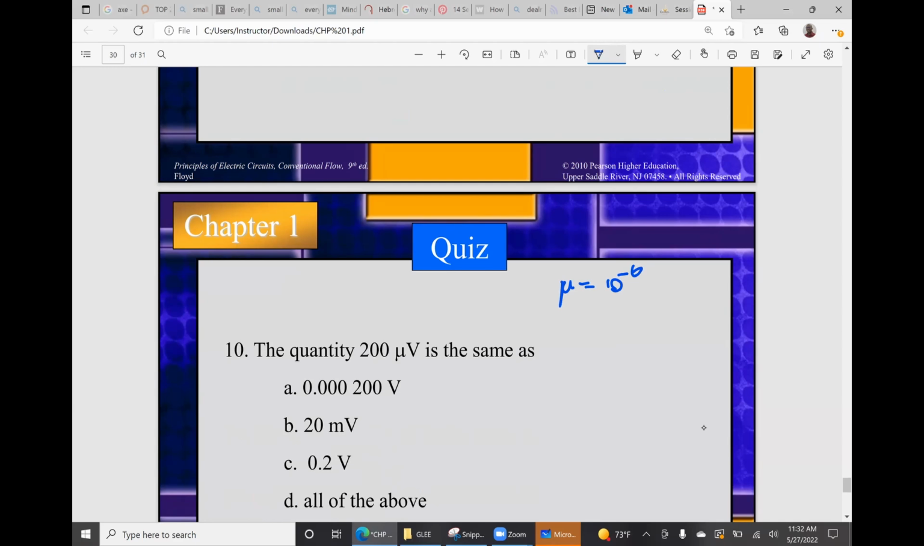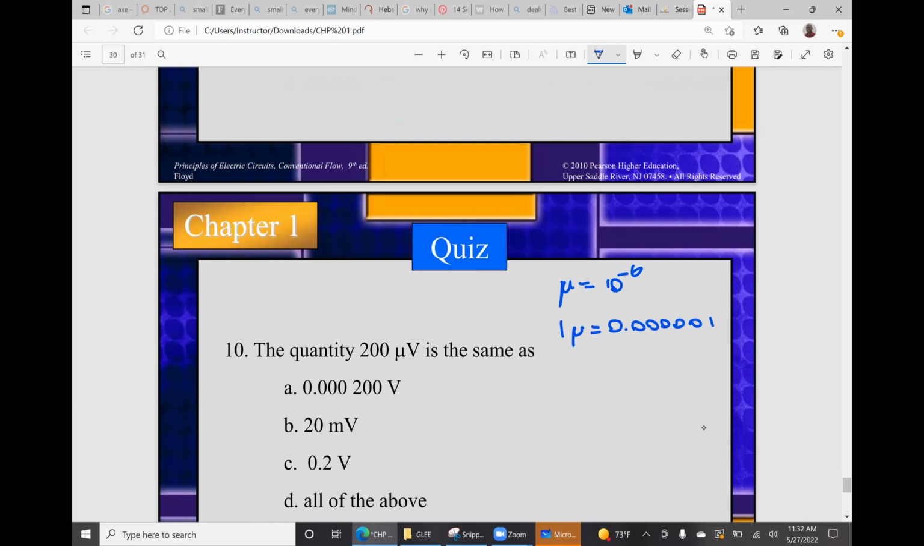What does this look like? So what does 1 micro look like? 1 micro is equal to 0.000001. If you look at this position here, this is the 6th position, yeah? So this is 1 micro. 1 micro is equal to this.